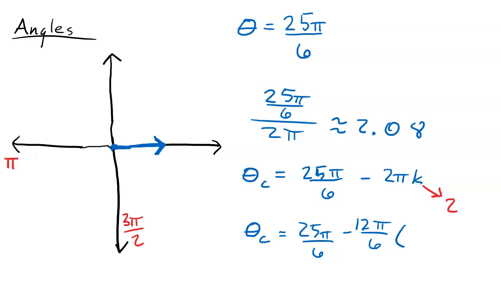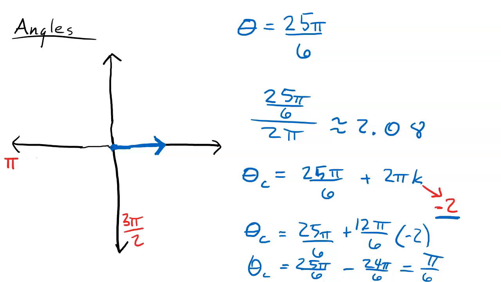And I'm sorry, I just realized my mistake. So this should be negative 2, and this should be plus 2 pi k. Sorry about that. So we change that, and then we plug in our negative 2 for k. Then we have 25 pi over 6 minus 24 pi over 6, which is going to equal pi over 6. Okay, so now what have we learned from doing that? Well, if we look at our family of triangles, pi over 6 is in the pi over 6 family of triangles. So now we know that this angle goes around 2 times, and it ends on the pi over 6 angle.